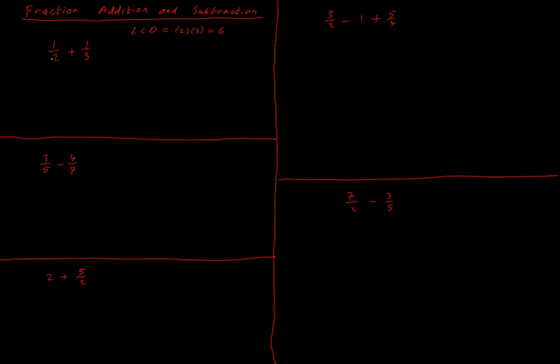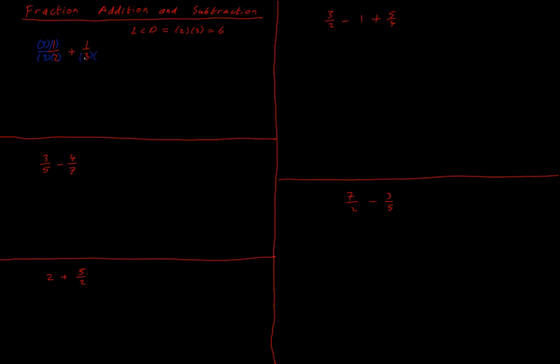So what we're going to do is multiply our 2 by 3. But to do that and keep the fraction the same, we have to do the same thing on the top of our fraction. We have to keep the ratio of the top and the bottom the same.